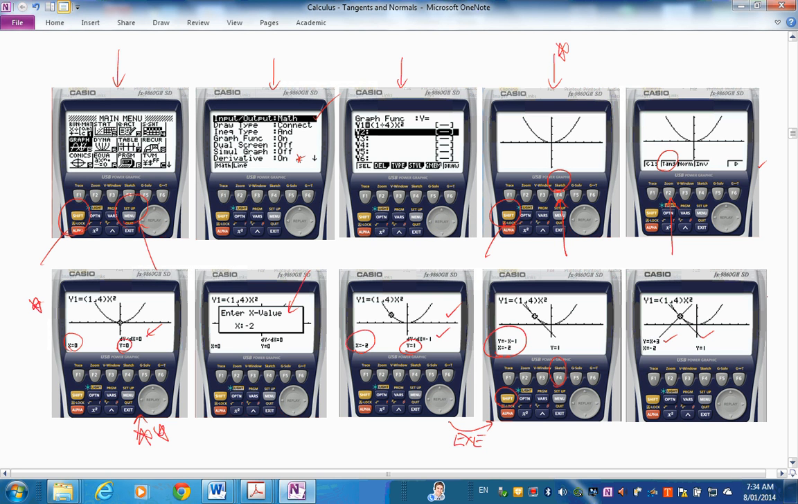So pretty powerful stuff. Pearson's uses the TI, so have a look at some of their solutions. But when you have a look at the solutions, you can get your calculator out if you're using Casio and do it on there as well.